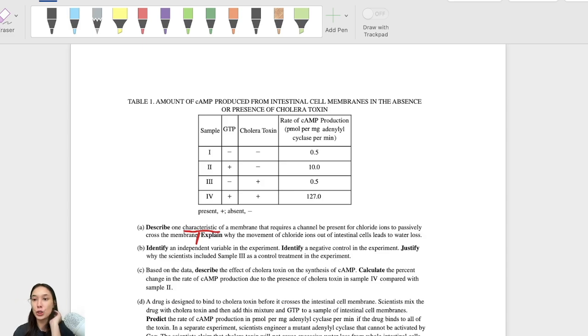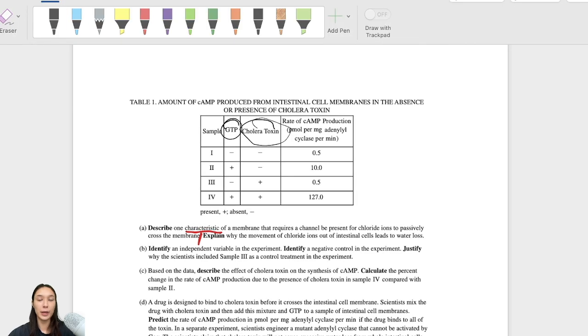So in this case, there's actually 2 things that you could say for this one. Again, independent is going to be what you're changing, and then to ultimately see what the result is in the dependent. So the 2 independent variables are GTP and cholera toxin, because that's what we're changing, right? We're trying to see if having GTP or no GTP affects cAMP production, and then we're also trying to see if cholera and no cholera are going to change the cAMP production. In this case, cAMP would be our dependent variable.